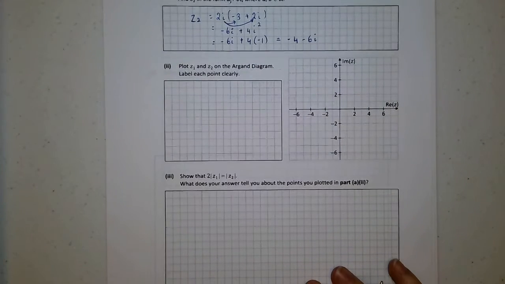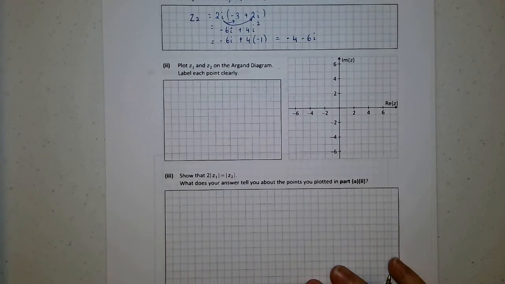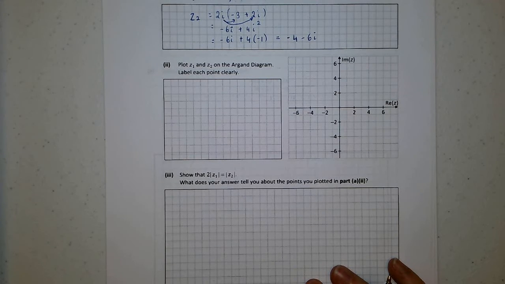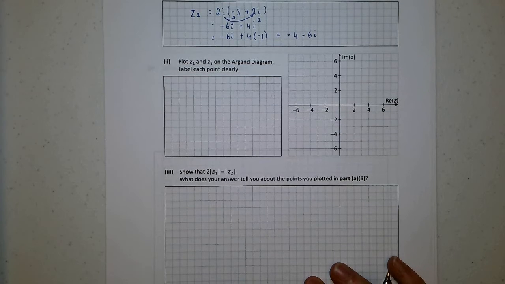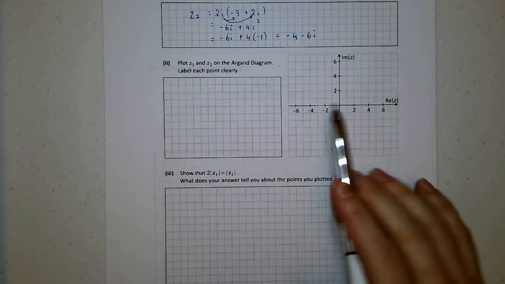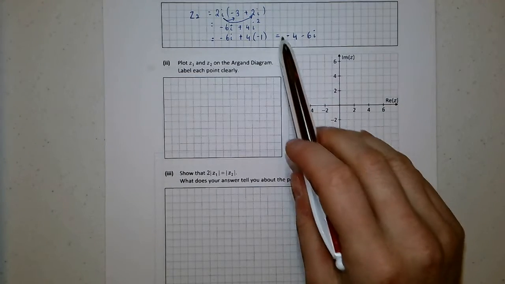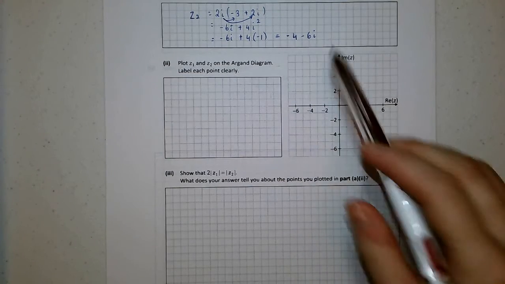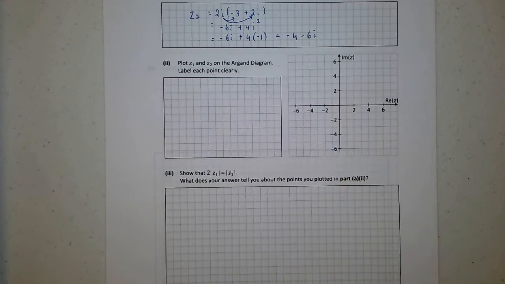On to the next part of the question. It says plot z1 and z2 on the Argand diagram and label each point clearly. So similarly to when we're plotting points on a normal coordinate plane, where we normally have an x and a y, in this case we have a real part and an imaginary part. The real part is the first number that's on its own, and the imaginary part is the bit that has the i attached to it.